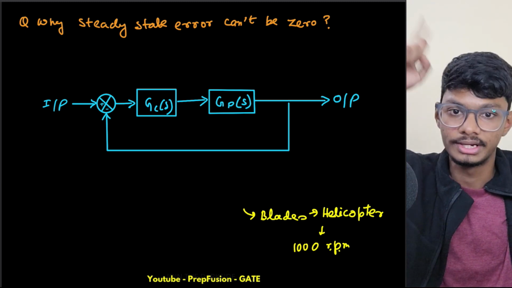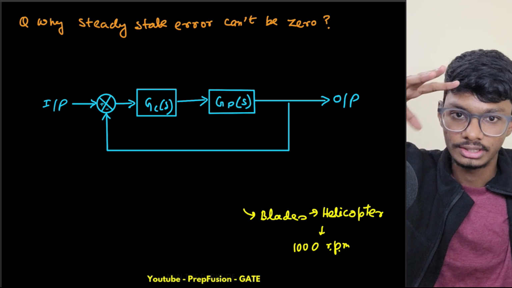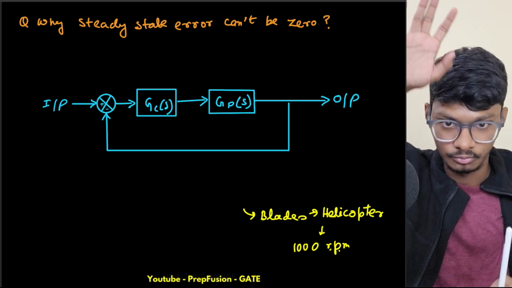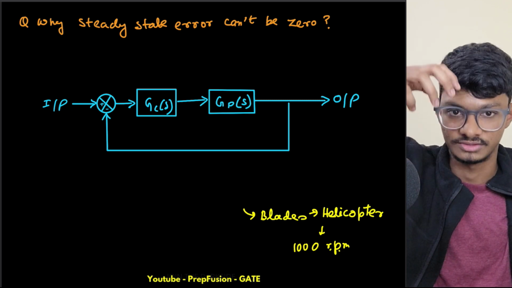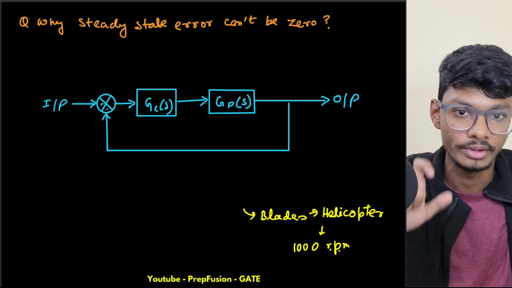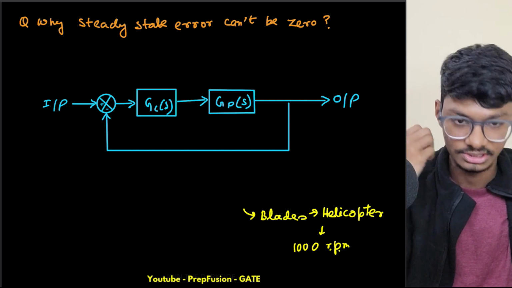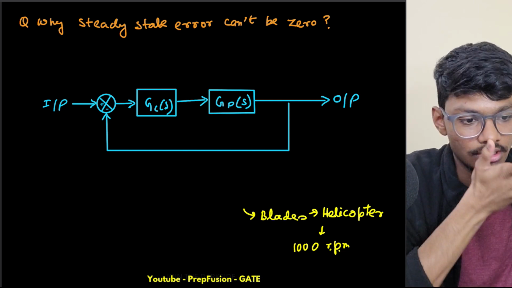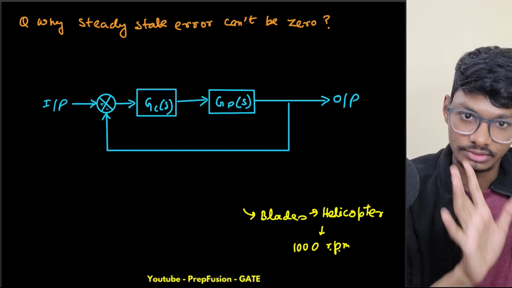If the blade is rotating at 1000 rpm, it is producing some force. Gravitation is trying to pull it down, but the blade is giving an opposite force. Both of them equate each other, hence it is hovering at the same height. So if it reaches 100 meters, it still hovers at the same height. So this is one thing.